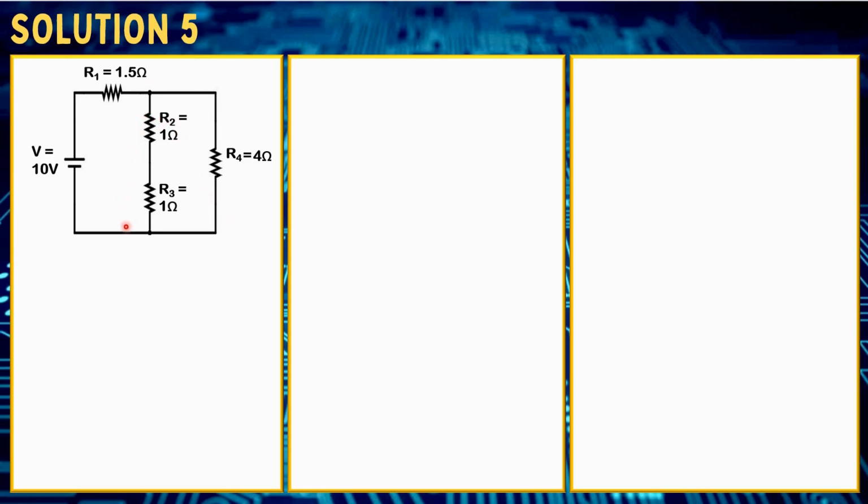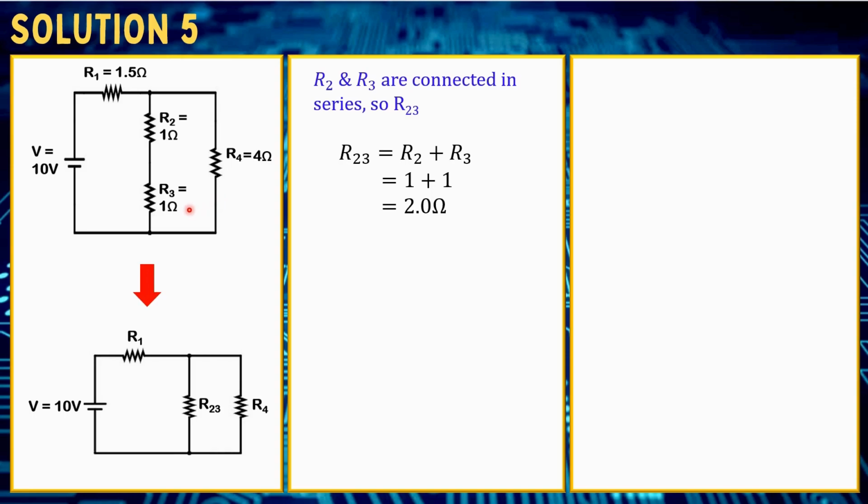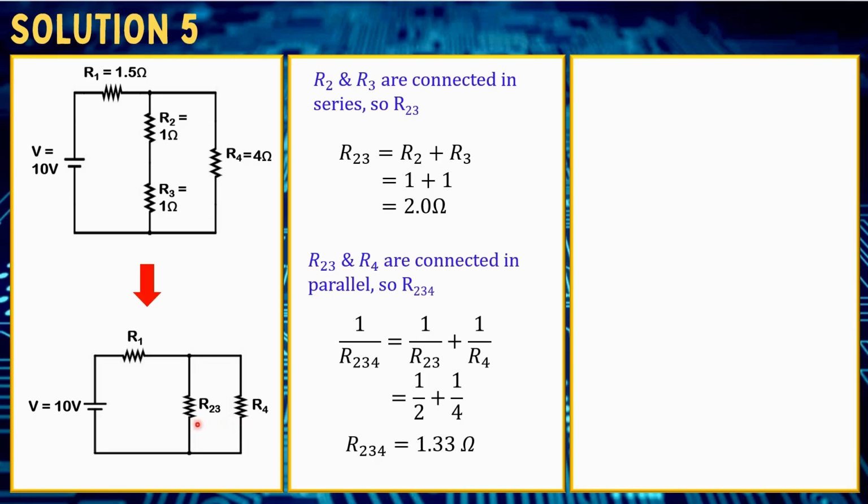Referring to the main circuit, we can identify that R2 and R3 are connected in series, so we can calculate R23, which is equal to 2 ohm. After we combine R23, we can see that R23 and R4 are connected in parallel. To calculate the R234, we will use this equation and we will substitute the value for R23, which is 2, and R4, which is 4 ohm. We will get R234 is equal to 1.33 ohm.